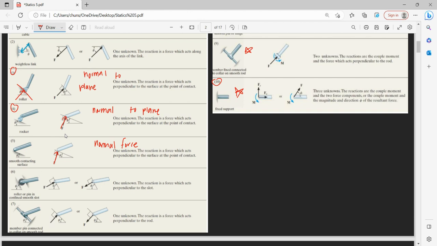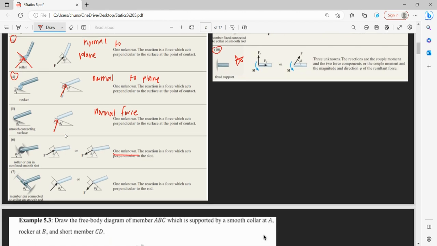Okay, so now if we have a roller or a pin that's in a smooth slot, it's the same thing, but it doesn't necessarily have to be acting upwards into it. It can be acting downwards. There's still only one, so it can be either direction holding it in place. Same thing goes for the member pin. It can be in either direction, as long as it is perpendicular to this surface.